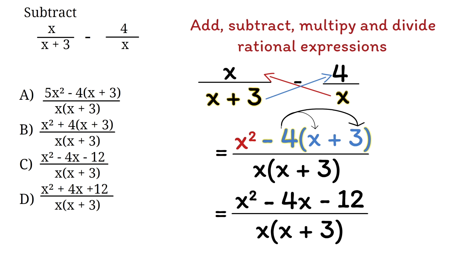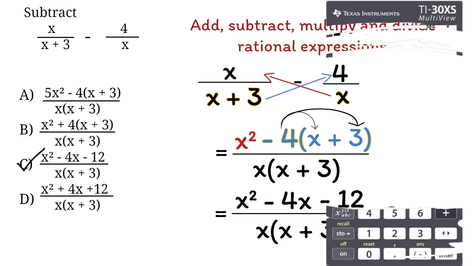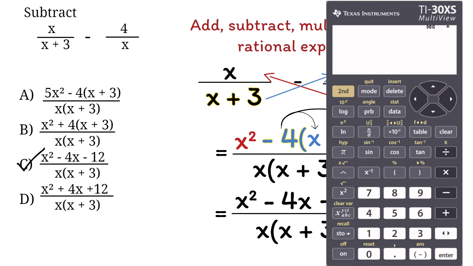Therefore, the correct answer is option C, x squared minus 4x minus 12, all divided by x times x plus 3. You can see that this is also a question that you can use the calculator trick to answer without knowing algebra. Since we stored 2 for x on our calculator earlier, we don't have to store anything. We can just input the expression.